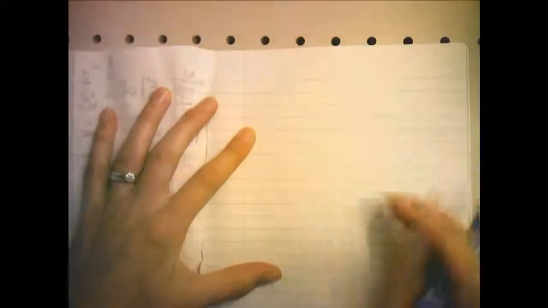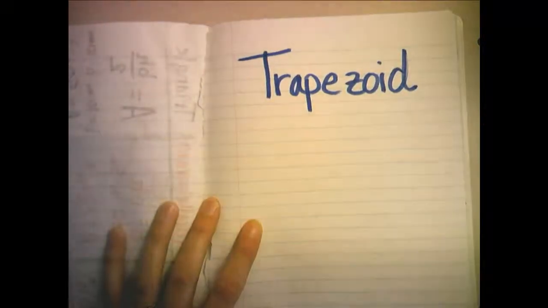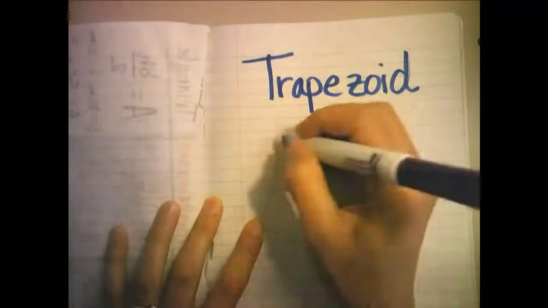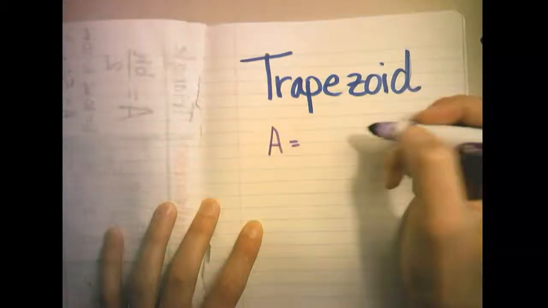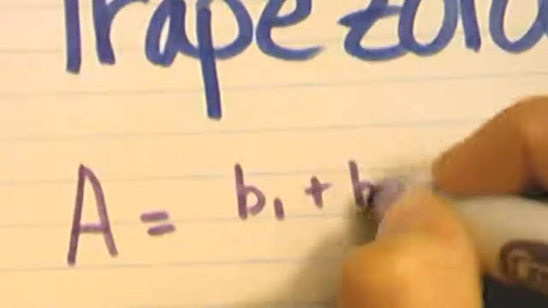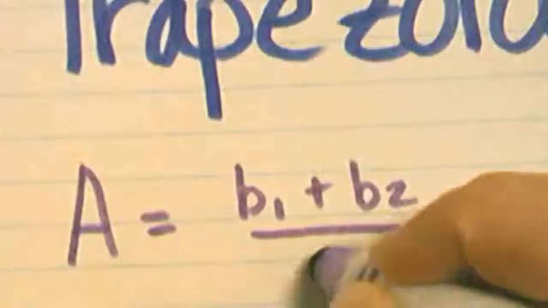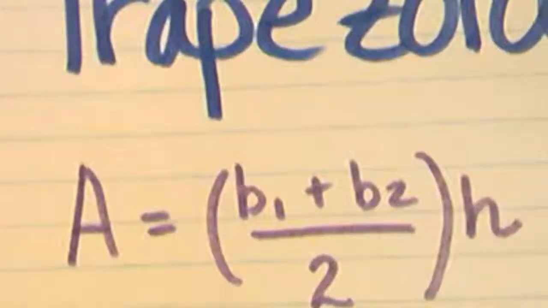And today we're going to talk about the formula for the area of a trapezoid. You guys have already seen this formula. The area of a trapezoid equals B1 plus B2 divided by 2, multiplied by H.